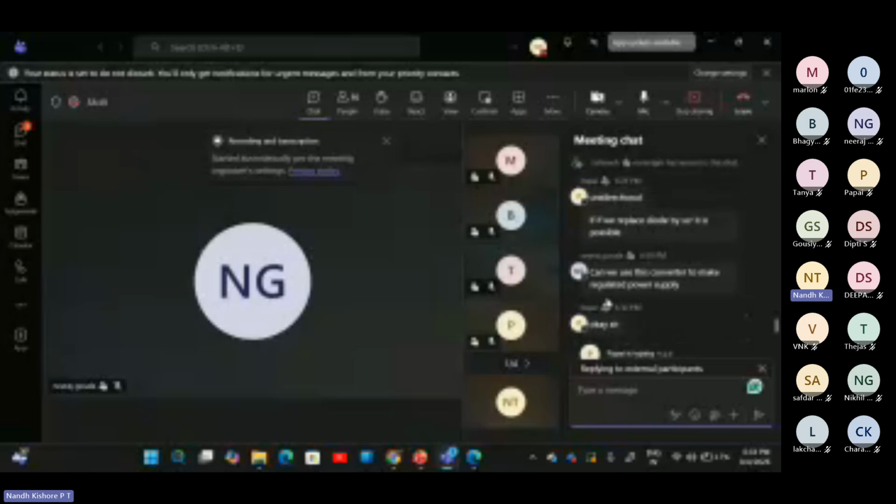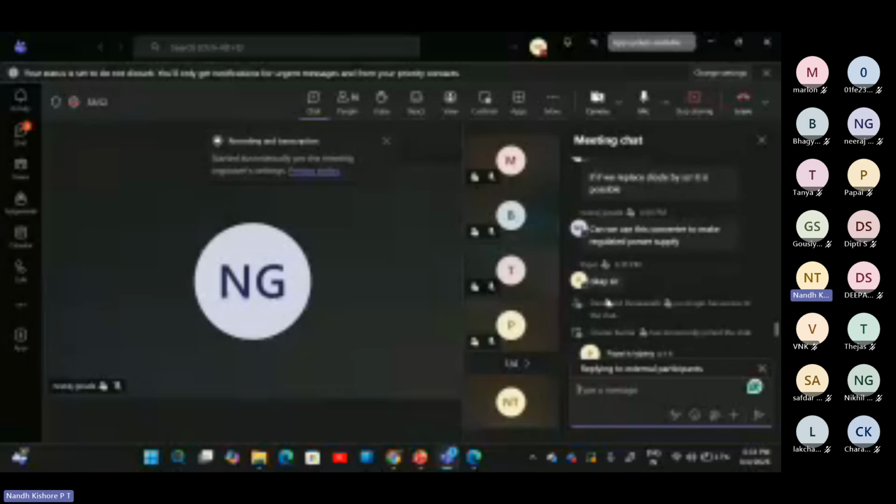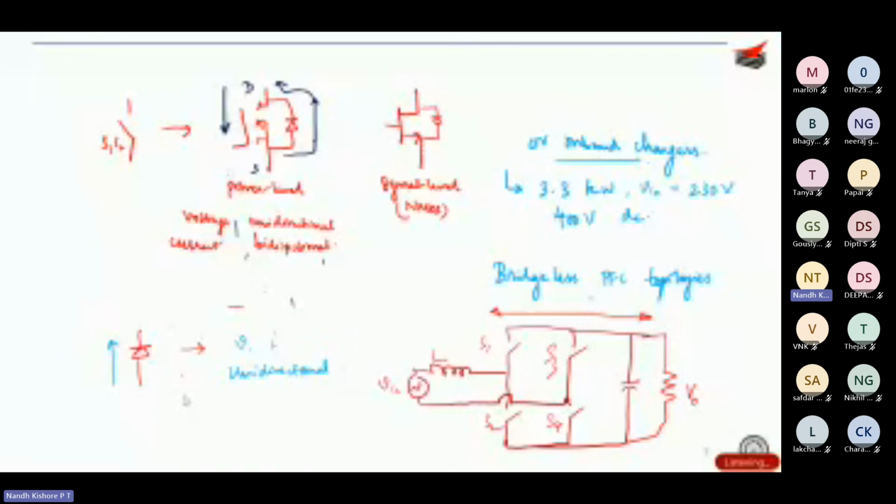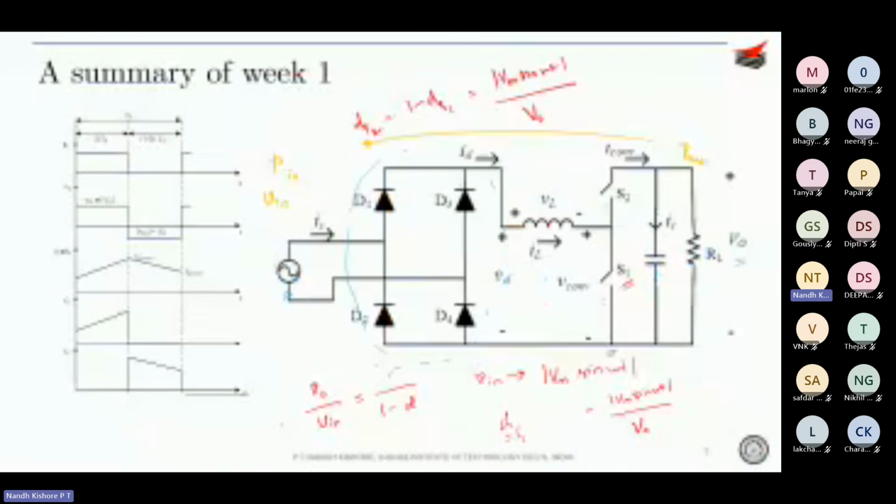Can we use this converter to make a regulated power supply? Yes, people do use it. See, the point is for a regulated power supply, as you are asking, you would need a constant DC voltage. That's the point, correct? But there is one limitation. I shouldn't call it a limitation, it's a property of the converter. Here you are having 230 volts. So what would be the peak? The peak would be 230 root 2, which is 325 volts.